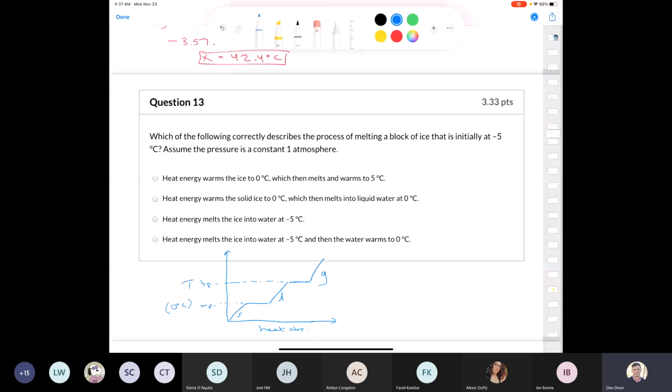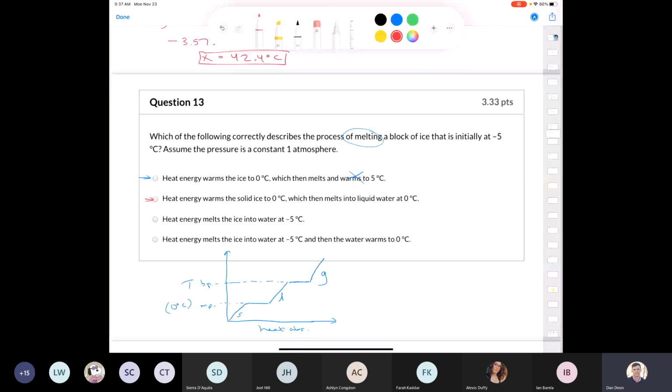And so if we look at the possible answers, the first one says heat energy warms the ice to 0 degrees Celsius. That's correct. Then melts and warms to 5 degrees Celsius. No, because it's saying here you're just melting. It doesn't say anything about warming it, so that can't be the answer.